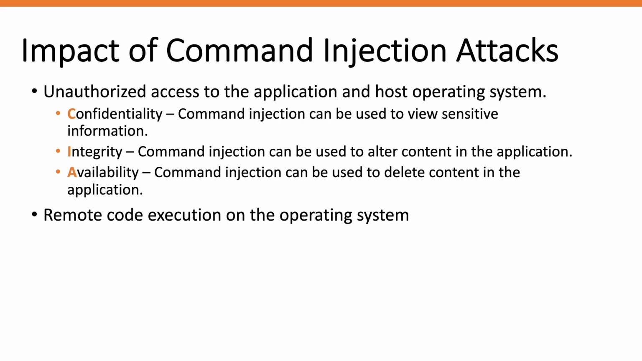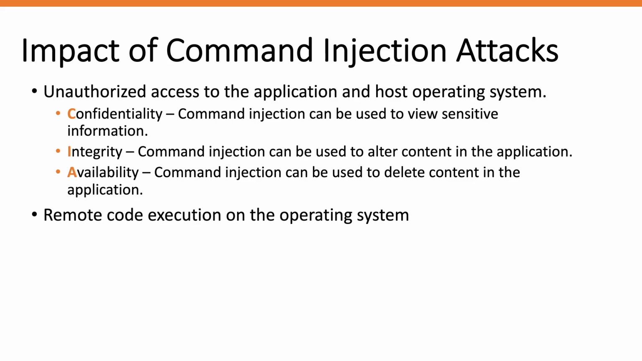So you get remote code execution on the operating system. And so, just by definition of what remote code execution is, confidentiality, integrity, and availability would be affected at the highest level. Confidentiality is affected because a command injection can be used to view sensitive information, just like we saw with the passwd file. Integrity is affected because a command injection can be used to alter content in the application or files on the host operating system.